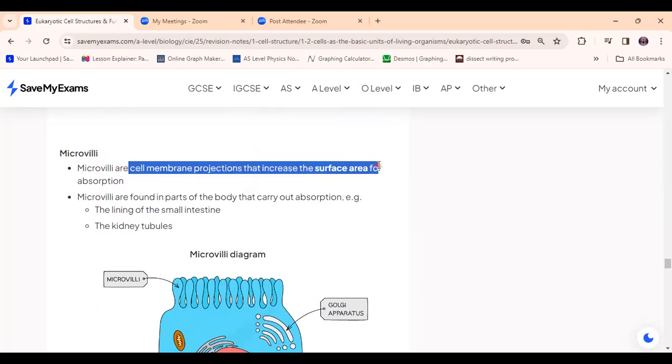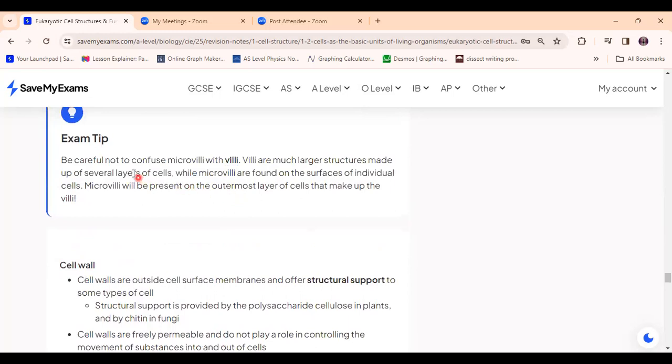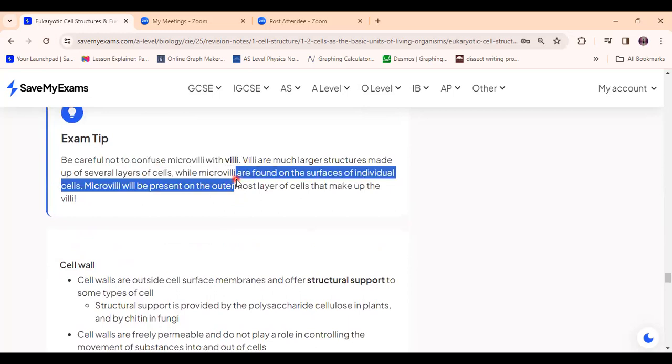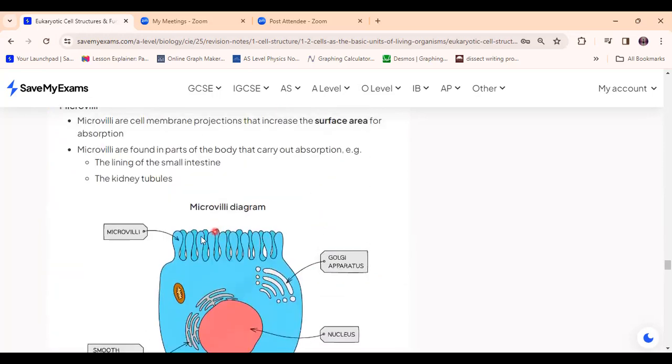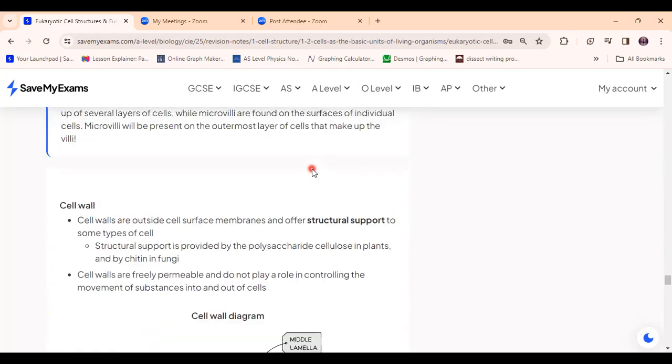Now, lastly, we've got cilia, hair-like projections, very boring. Microvilli, which increase surface area. And do not confuse microvilli with villi. Villi are larger structures, by the way. Microvilli are at the cellular level. It's an extension of the cell membrane. Okay.